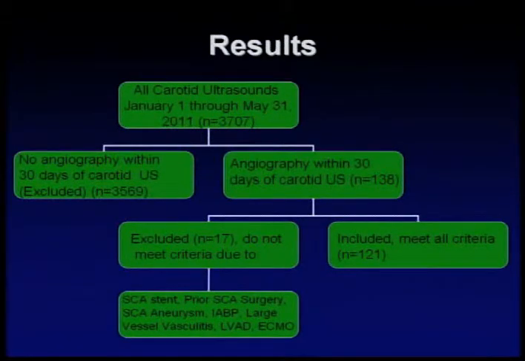Our database consisted of 3,707 patients. 138 had angios taken within 30 days of their CDUs, with 3,569 without. But of those 138, 121 met all of our criteria, leaving only 17 having angios but meeting the exclusion factors.